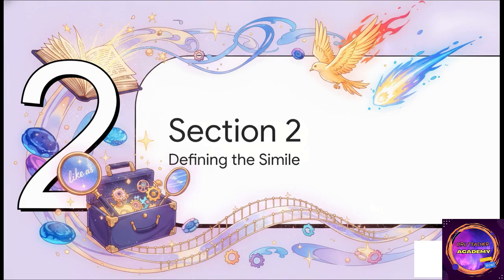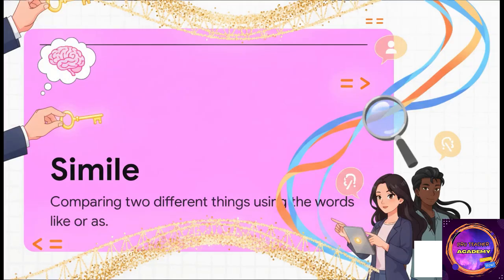Moving right along to Section 2, Defining the Simile. It's honestly fascinating how precise the 6th grade source material is here. A simile is a figure of speech comparing two different things, but the absolute most important parts are those structural clues, the words like or as. Think of it as a linguistic safety net. By using like or as, the writer is basically gently tapping the reader on the shoulder and saying, hey, I'm about to make a comparison here, so follow along. It explicitly builds a bridge between the known and the unknown.